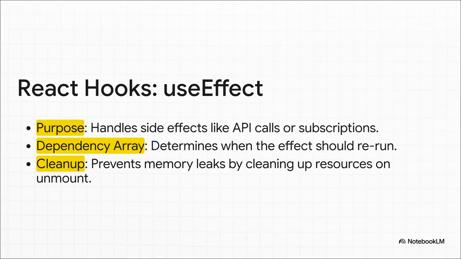Okay, so our house needs to interact with the outside world, right? Like, maybe it needs to check the weather online. The useEffect hook is what we use for these kinds of side effects. The absolute key here is its dependency array. It's basically a list that tells the hook, hey, only go check the weather again if the location changes. This prevents a ton of unnecessary work.